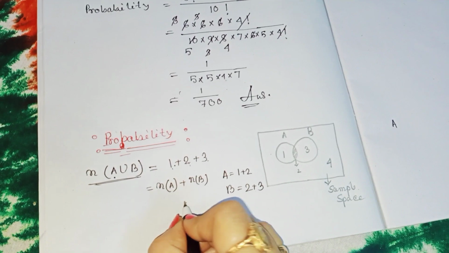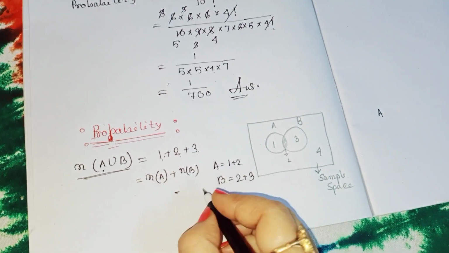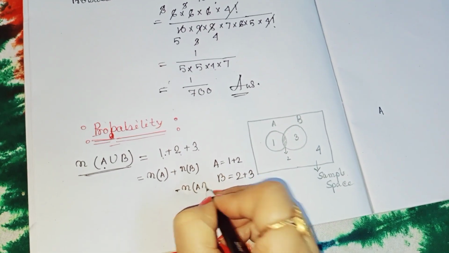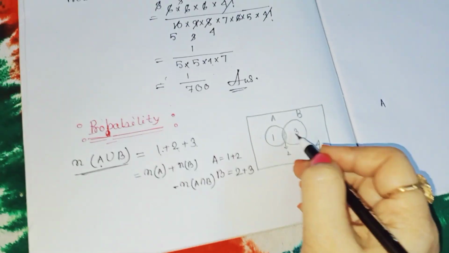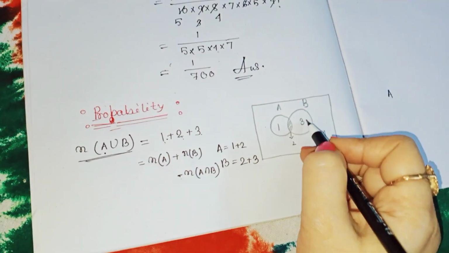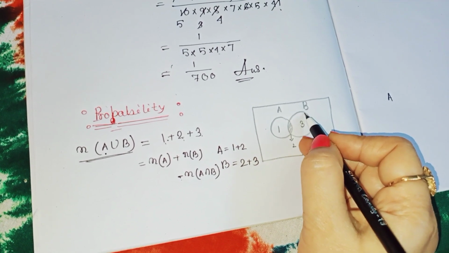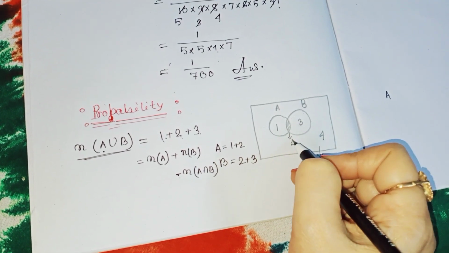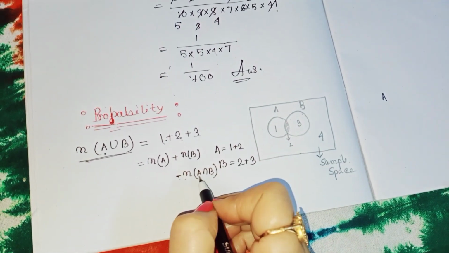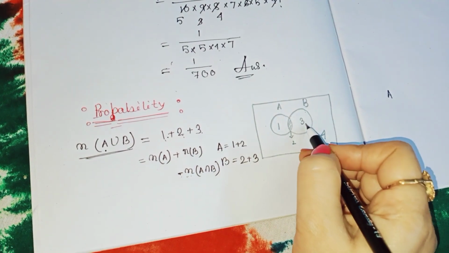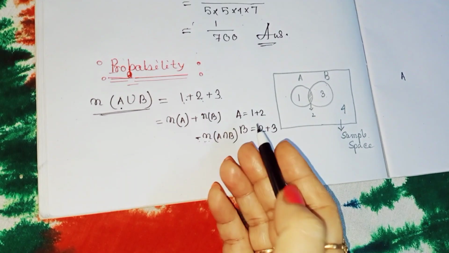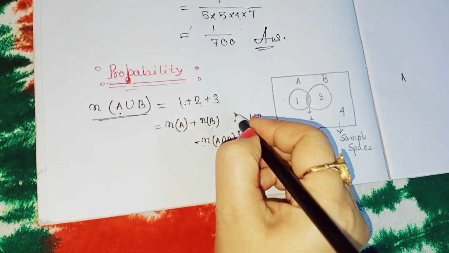3 is minus of n A intersection B. Why minus? Because 3 is the subtracted part of 3 minus 2. So we write down it is 3 minus 2, so n A intersection B. Now we just divide everything.